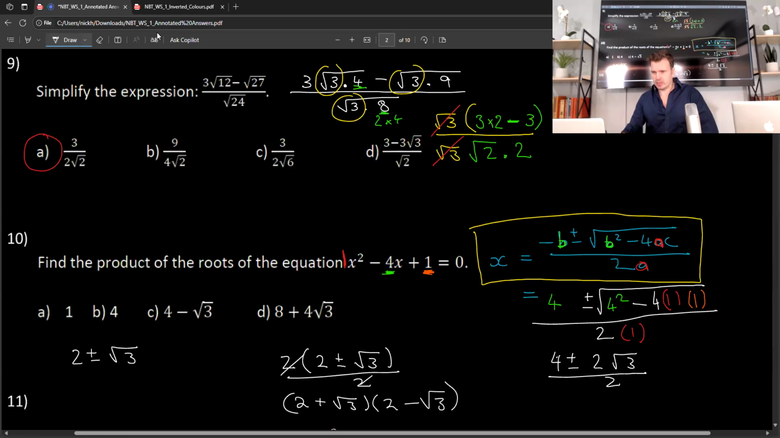Times that out. 2 times 2 is 4. 2 times minus root 3 is minus 2 root 3. 2 times root 3 is plus 2 root 3. We notice those two cancel. And then negative root 3 times root 3 is negative 3. So these go away. 4 minus 3 gives you 1. So that answer is A.